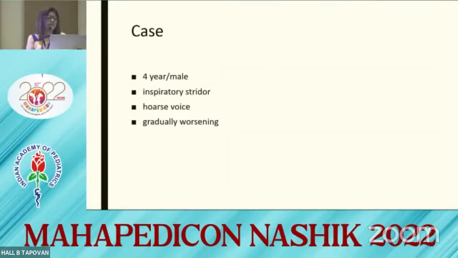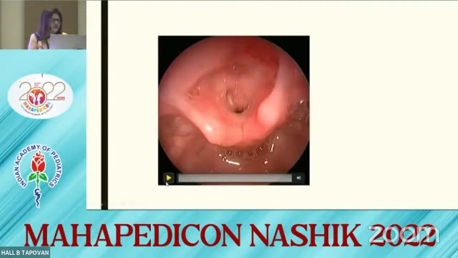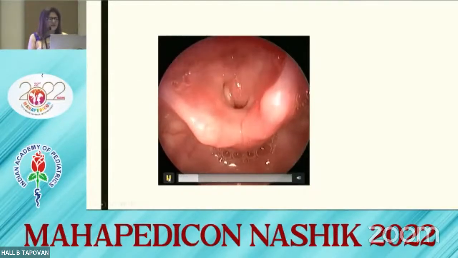So let's look at this four-year-old. He had inspiratory stridor. He had a hoarse voice, which was gradually worsening. So if you're having hoarse voice, stridor, you know you're looking at something at the level of the cords, right? And this was his video. Can you see something coming off?